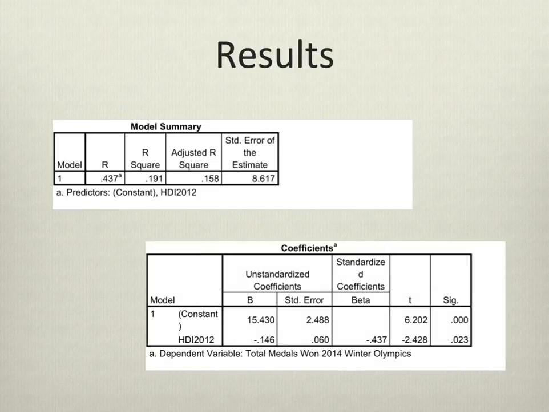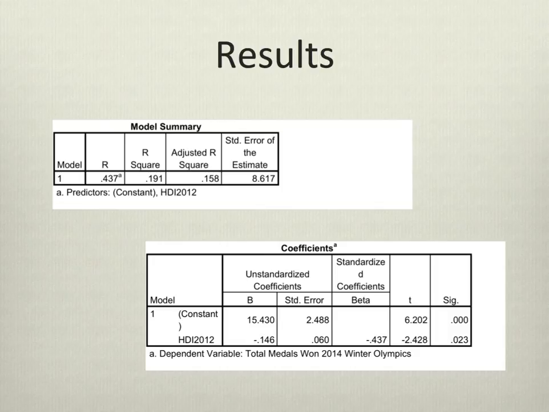Okay, let's take a look at our results of the regression equation. In the first table, we can see here the value of r and r squared. 19% of the variation in how many medals won in the Winter Olympics is explained by a nation's score on the Human Development Index. Keep in mind, nations that did not compete were not included, of course.